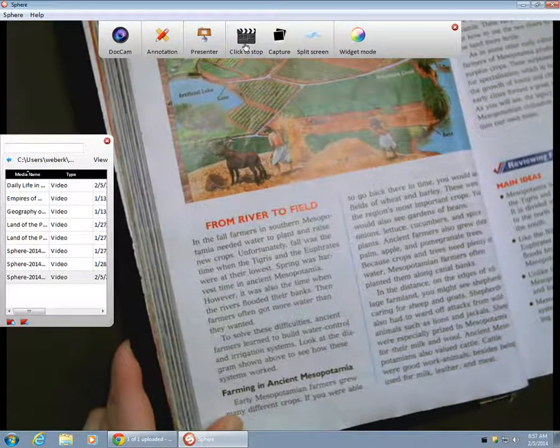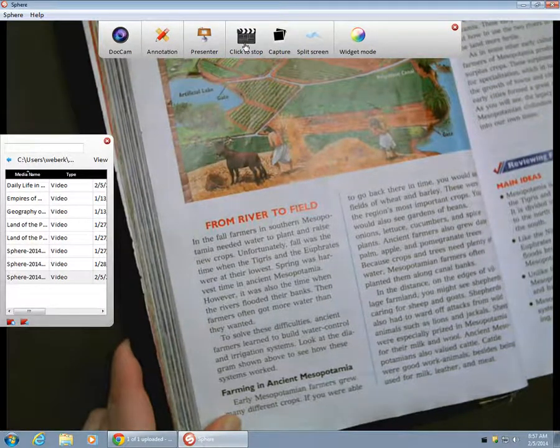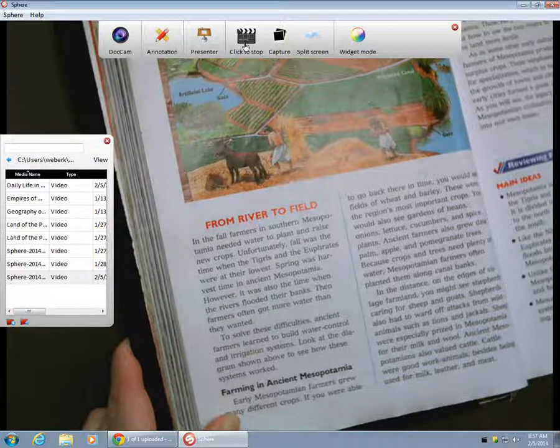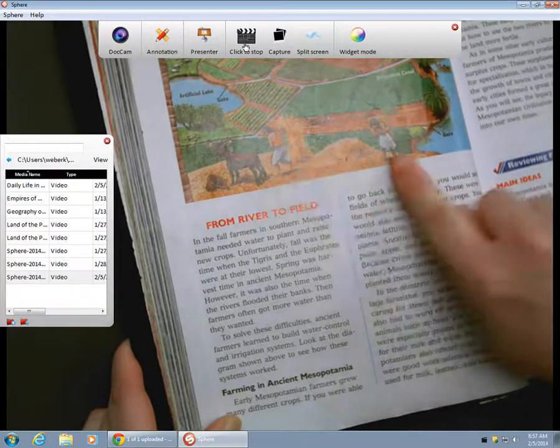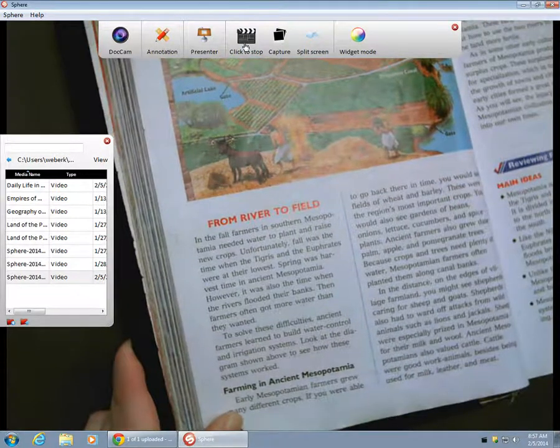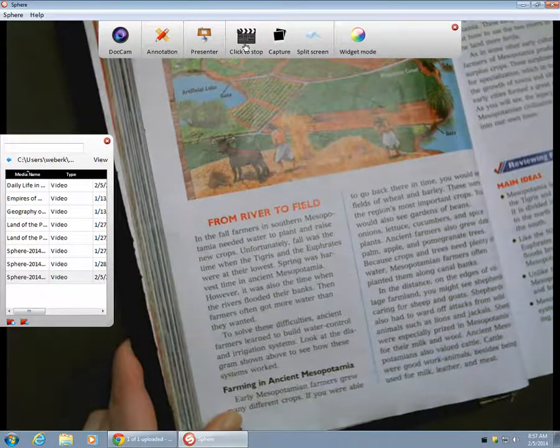In the distance, on the edges of the village farmland, you might see shepherds caring for sheep and goats. So here is farmers caring for sheep and goats. Shepherds also had to ward off attacks from wild animals such as lions and jackals. Sheep were especially prized in Mesopotamia for their milk and their wool. Ancient Mesopotamia also valued cattle. Cattle were good work animals besides being used for milk, leather, and meat.